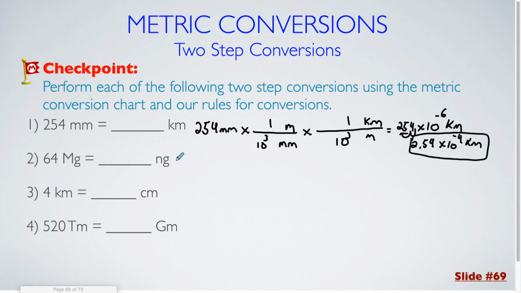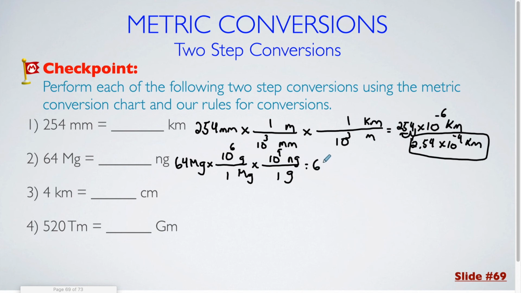For number 2, we're starting with 64 megagrams. If we cover up that mega, we're left with regular grams, so that's where we're going to stop first. And then we're going to cancel out grams on our way to nanograms. 1 megagram is equal to 10 to the 6th grams. 1 gram is equal to 10 to the 9th nanograms. We're ignoring the negative sign for nano.